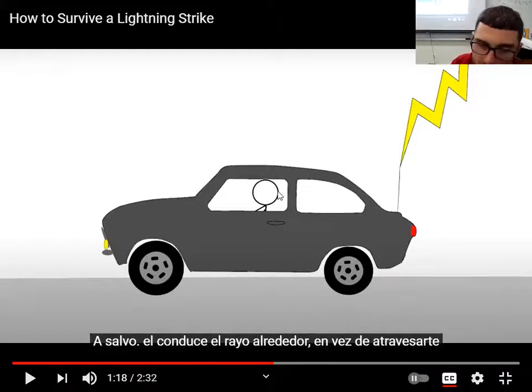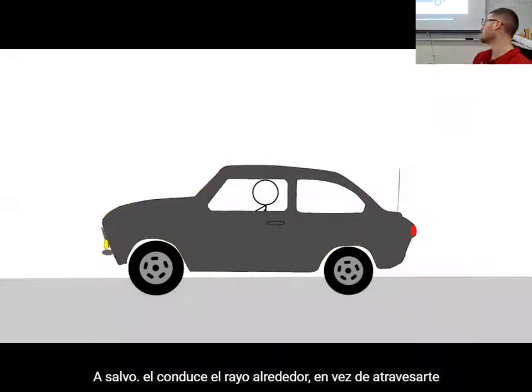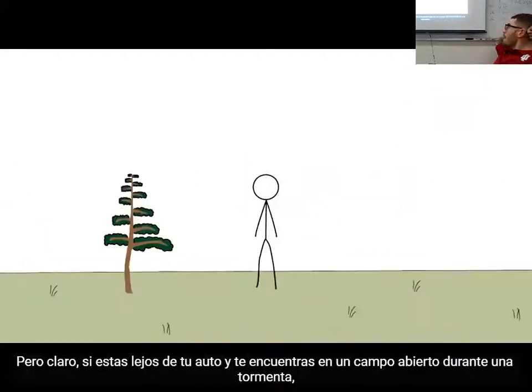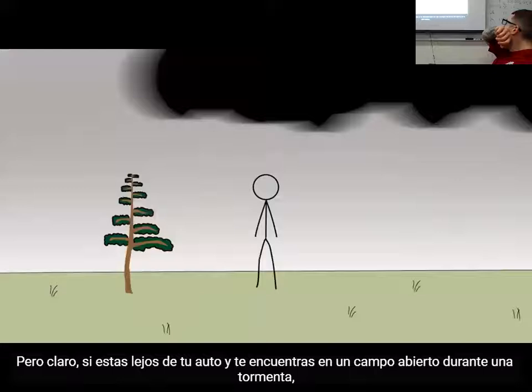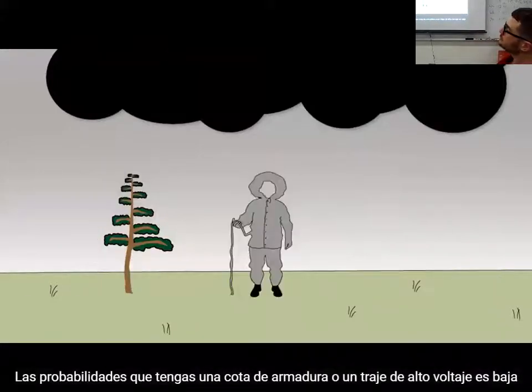Let's continue and figure out how we position ourselves to best protect us from injuries or, again, life-threatening situations from lightning. Of course, if you're away from your car and get caught in an open field during a storm, chances are slim that you'll have a medieval coat of armor or high voltage line suit handy.